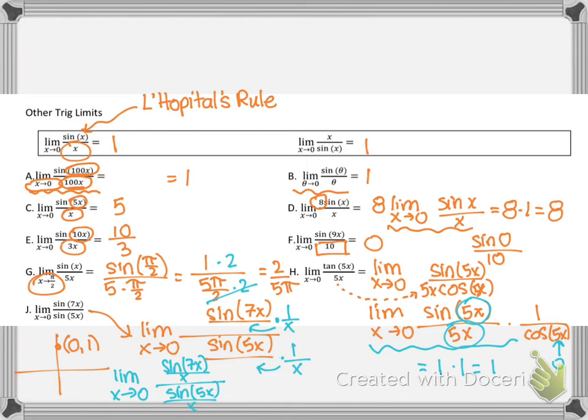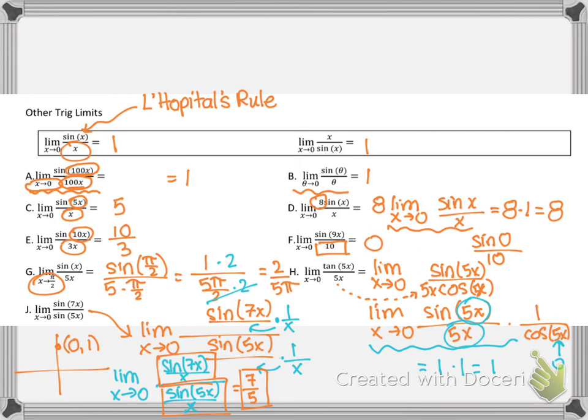You don't have to show all this work. You can just kind of mentally think through this. So the limit as x approaches 0 of the numerator is 7. The limit as x approaches 0 of the denominator is 5.